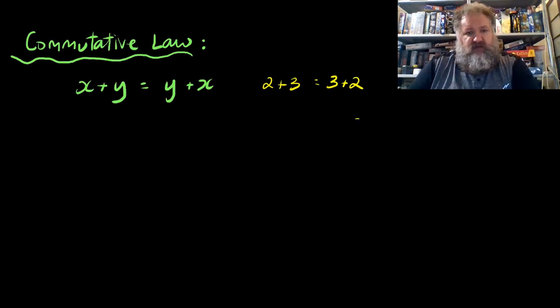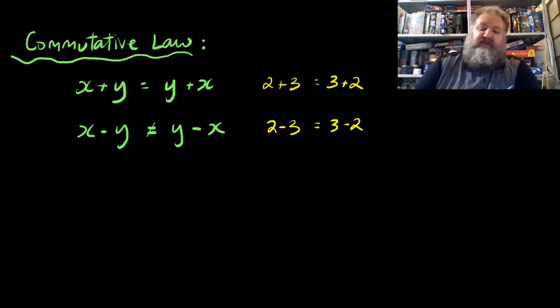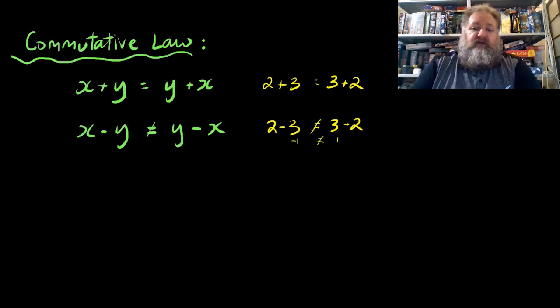Okay, but what about subtraction? Well, subtraction unfortunately does not hold true to the commutative law. The direction in which you're subtracting is actually important. So for this example that I've got just here, it's 2 minus 3. Well, that's going to equal negative 1. And this, 3 minus 2, that's just going to be 1. And negative 1 does not equal 1. So our commutative law does not hold true for subtraction.